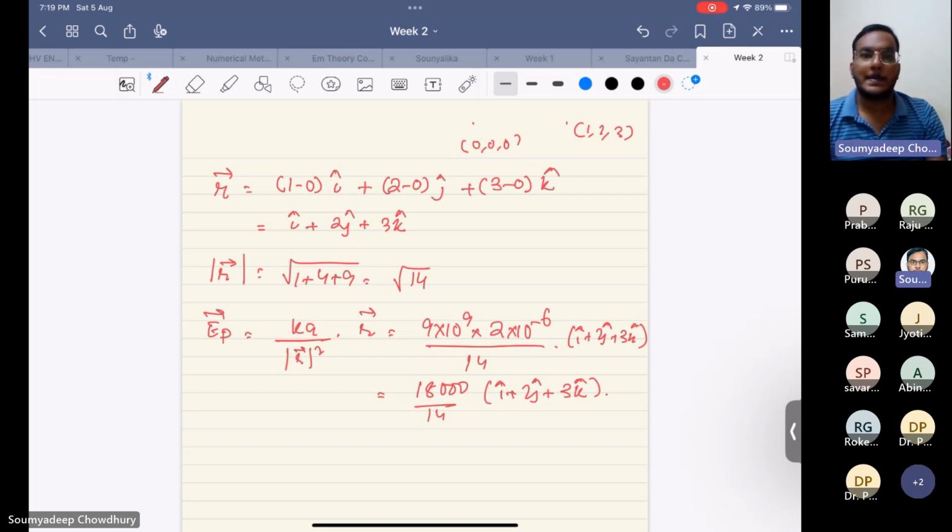Any doubts? You have understood how to calculate the field at a point due to a point charge, Samir? Yes, sir. Clear, right?